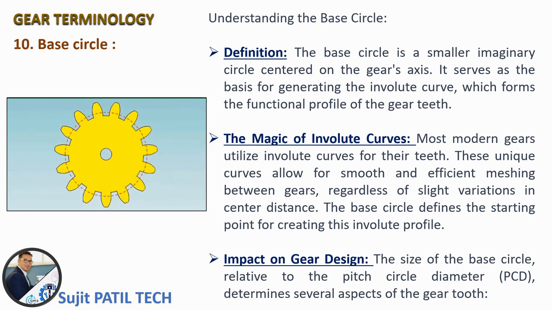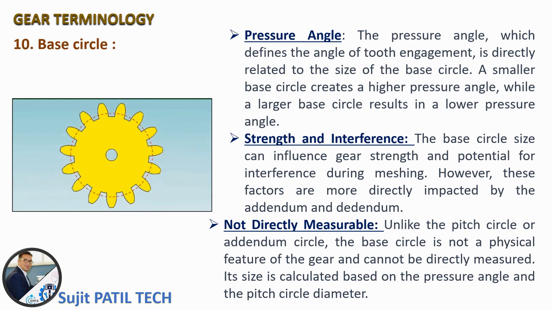Impact on gear design. The size of the base circle, relative to the pitch circle diameter, PCD, determines several aspects of the gear tooth. Pressure angle. The pressure angle, which defines the angle of tooth engagement, is directly related to the size of the base circle. A smaller base circle creates a higher pressure angle, while a larger base circle results in a lower pressure angle.